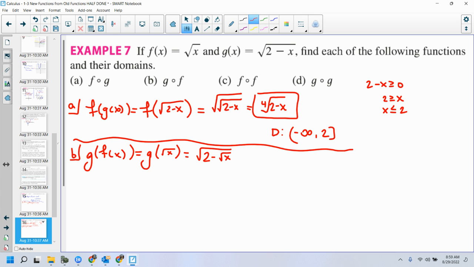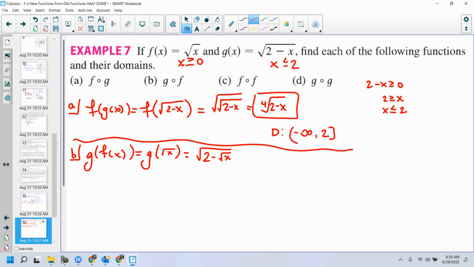Now, I look at my domain here, and what is my innermost function now? My innermost function is F. What is the domain on F? Greater than or equal to 0, right? The domain on F is greater than or equal to 0. Just writing it up here, the domain on G was X is less than or equal to 2. So what I'm going to do is look at the domain of F. So I know I've got to be greater than or equal to 0. And now I'm going to look at the domain of G of F.